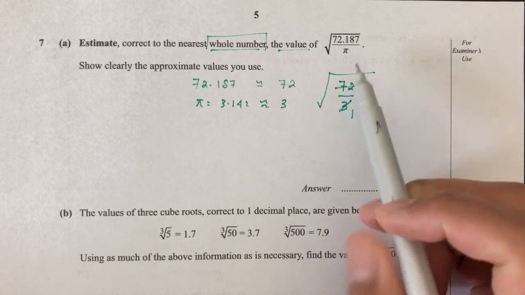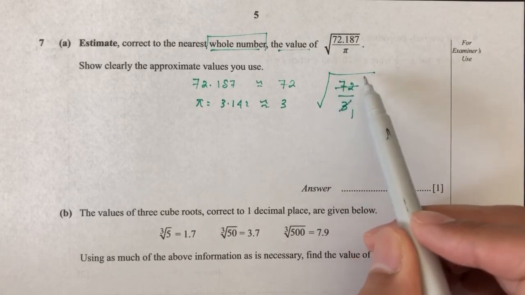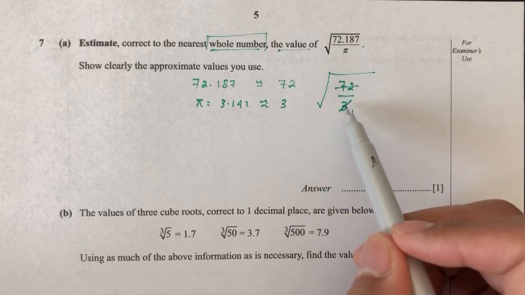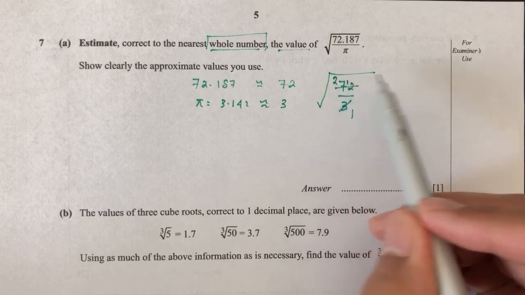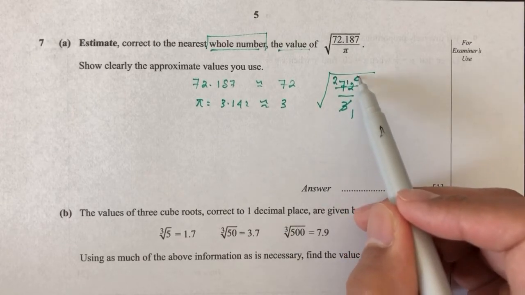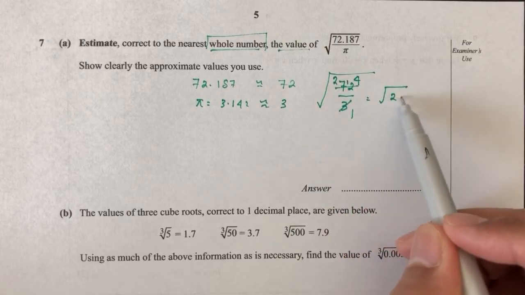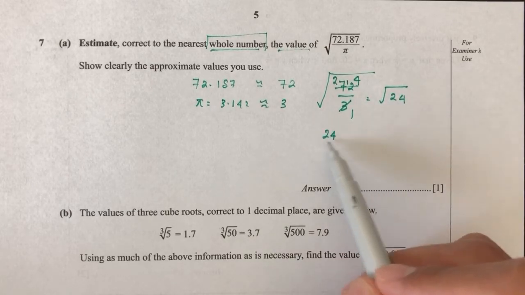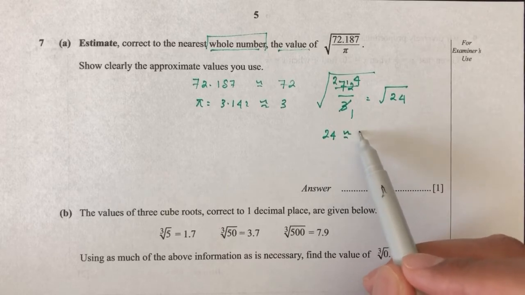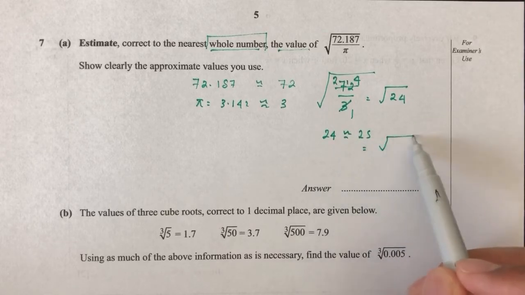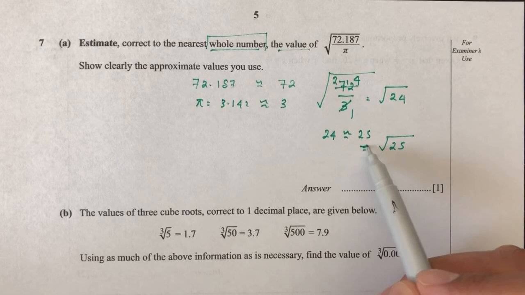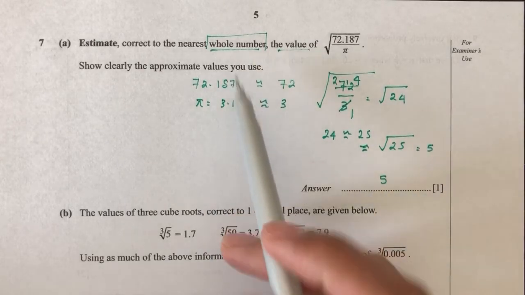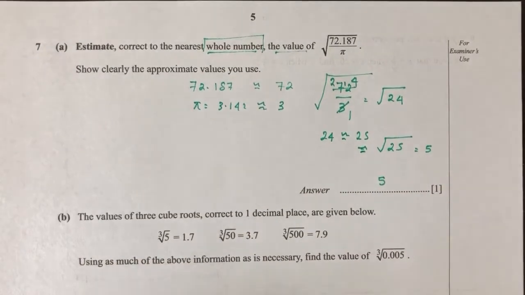That'll be 3. Let's try to find the calculation here. So what is that? So 3 times 2, 1, 24. So square root of 24. And what is closest to square root of 24? You would say 24 is close to 25. So replace that in. That will be approximately 25. So equal to 5. Your answer correct to the nearest whole number will be 5.